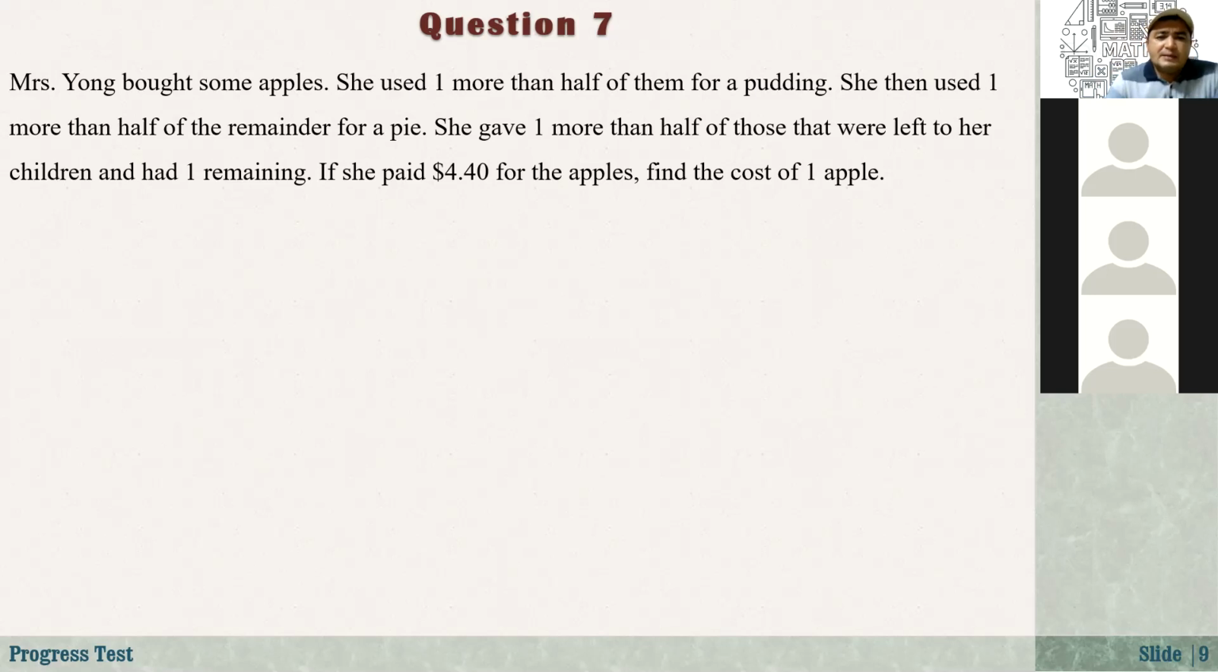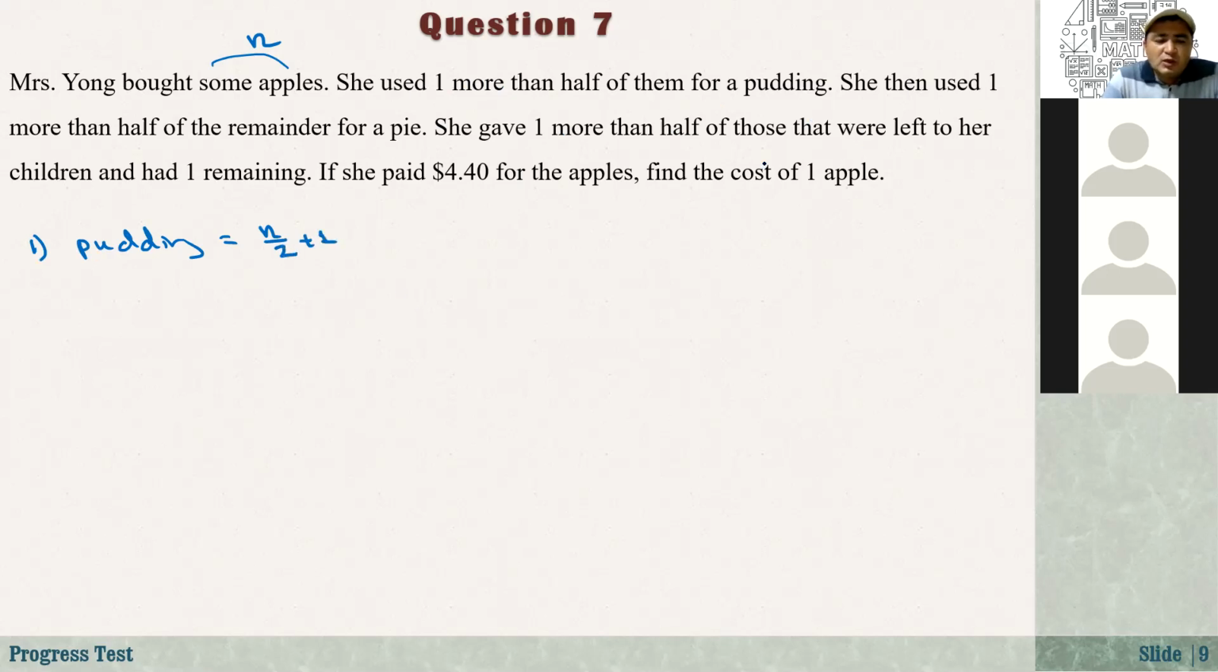Mrs. Young bought some apples. So immediately, some apples. How many apples? Suppose that she bought n apples. She used one more than half of them for a pudding. So the first one is pudding, right? How many apples did she use? One more than half of them, right? That is n over 2 plus 1 used.